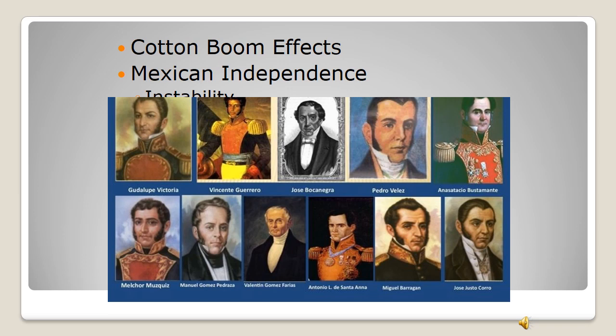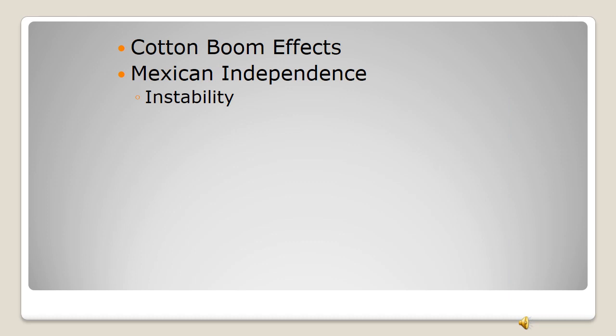And to show you exactly how chaotic this was, the gentleman in the bottom middle, Antonio de Santa Anna, was president 11 different times of Mexico, and he never finished out his term. And so one side would take power, the centralists would take power, and then they would be overthrown by the federalists, and then the federalists would be overthrown, and a centralist would come back into power. And so all of this led to a significant amount of instability within Mexico.